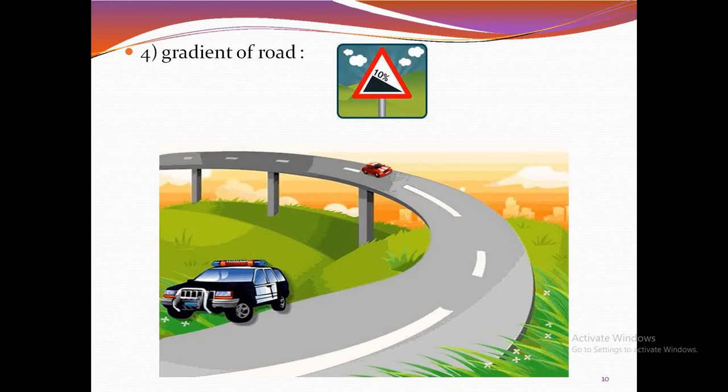Next, the gradient of the road. We need to maintain some inclination. On a flyover, if the surface is flat, there will be a problem, so it is affected. According to the gradient only, we need to maintain the design speed.